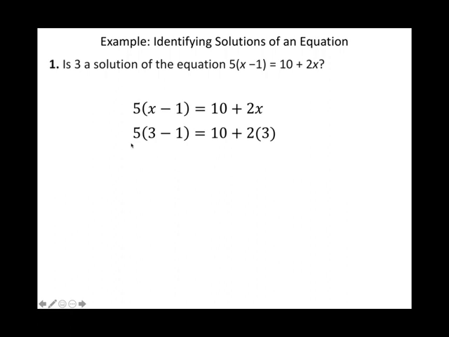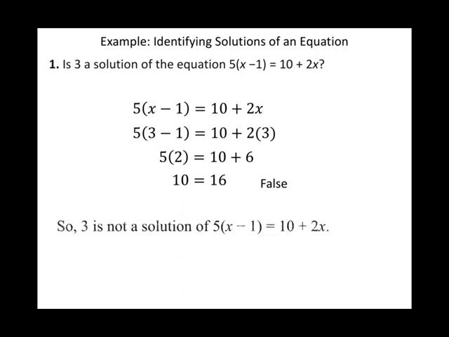2 times 5 here. And on the right hand side, we do the multiplication first. So 3 times 2, that's equal to 6. Now 5 times 2, that'll be equal to 10, and 10 plus 6, that'll be equal to 16. Is this a true statement or a false statement? This is a false statement, right? So we know that 3 is not a solution of this equation.